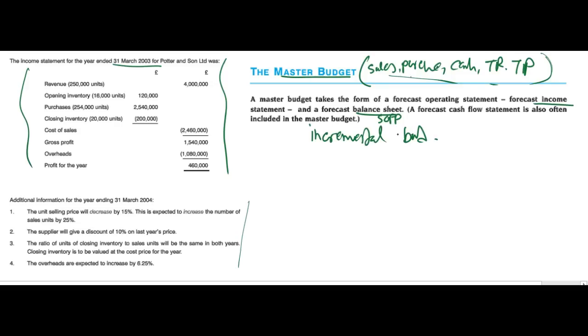Incremental budgeting. Why? Because based on previous year's information and with some assumptions for the next year, by increasing or decreasing some percentage, you are going to make another budget. That's why this is known as incremental budgeting.